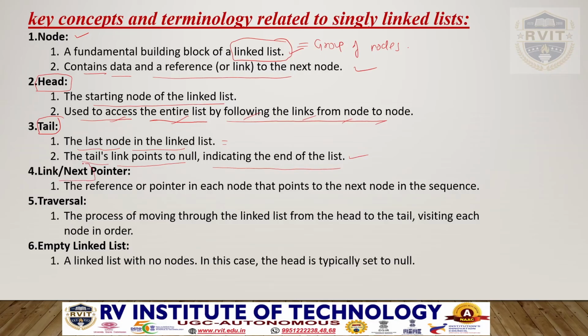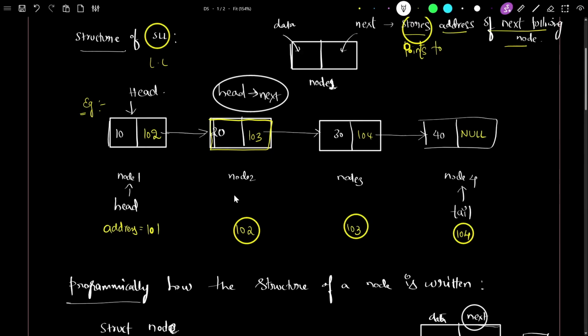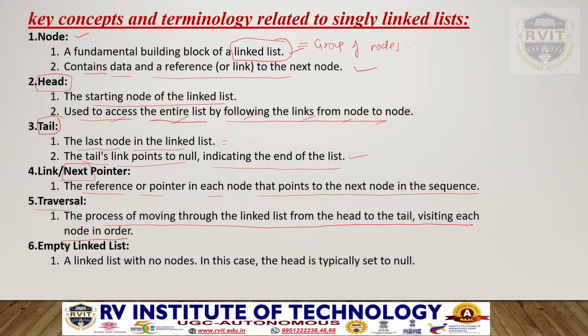Next, what is the next pointer? It is the reference or pointer in each node that points to the next node in a sequence. It simply points to the next node and stores the address of the next node. Next, what does traversal mean? The process of moving through the linked list from the head to tail, visiting each node in order, is known as traversal. Simply, first I will be visiting node 1, then node 2, then node 3, node 4. Visiting from the starting node to the ending node in a linked list is known as traversal.